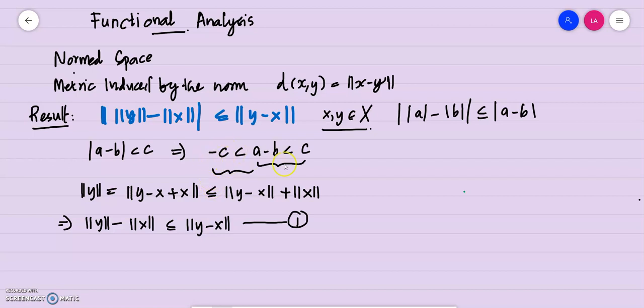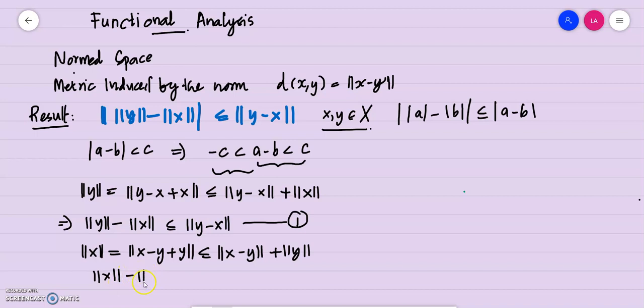Now we have to prove that minus c is less than a minus b, that is, minus of norm (y minus x) is less than norm y minus norm x. For that, we will take norm x. We do similarly: we add and subtract y. x can be written as (x minus y) plus y. Now use the triangle inequality in the normed space: norm x is less than or equal to norm (x minus y) plus norm y. Now move norm y onto the left hand side, that is, norm x minus norm y is less than or equal to norm (x minus y).